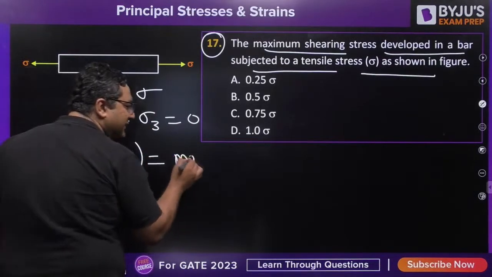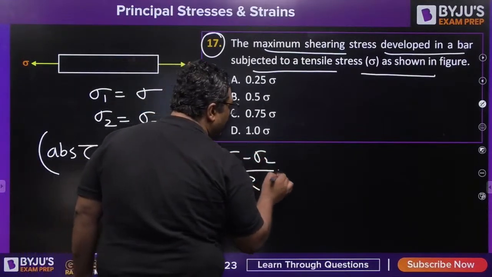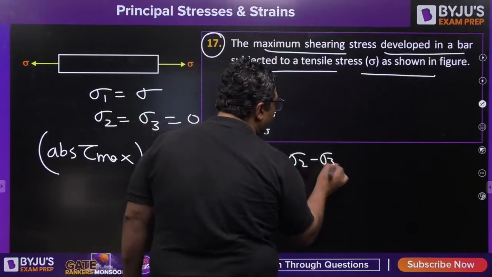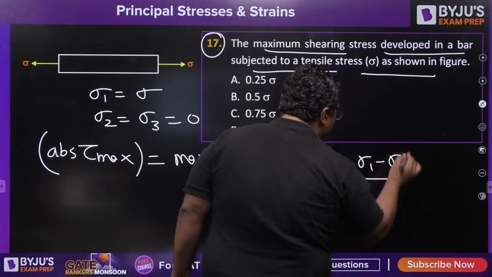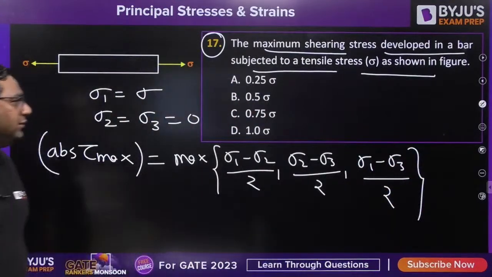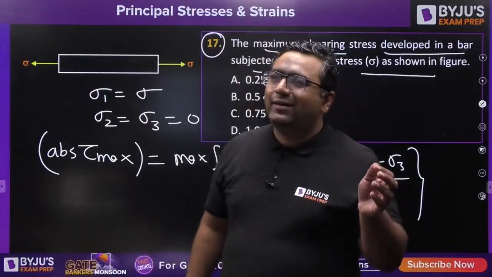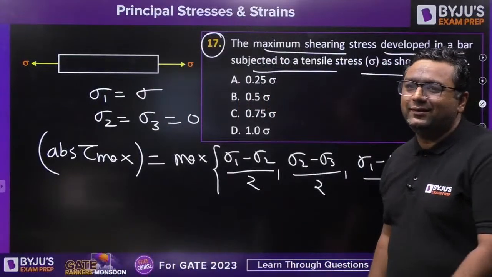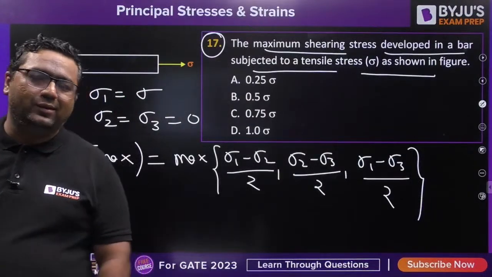Once again you will say, sir, maximum of (sigma 1 minus sigma 2) by 2, (sigma 2 minus sigma 3) by 2 and (sigma 1 minus sigma 3) by 2. As in this case, this is a uniaxial type of loading. Very good. Very very good.